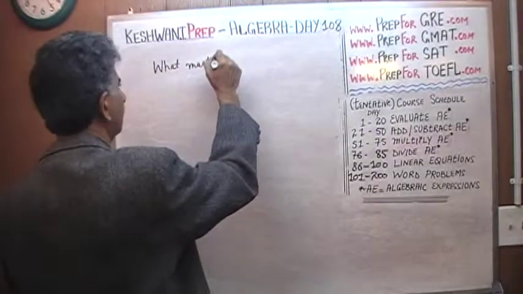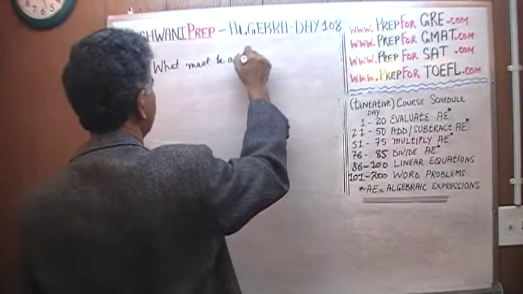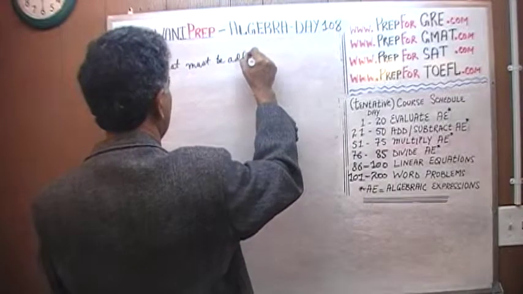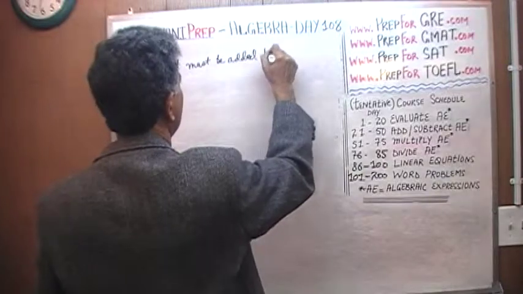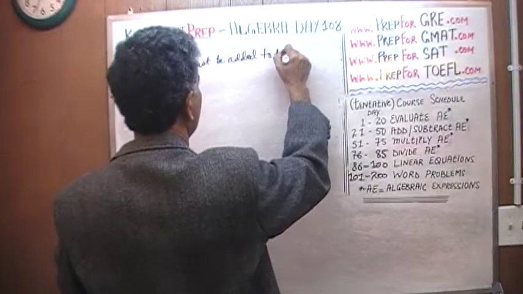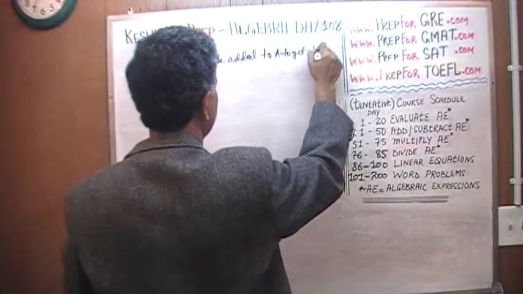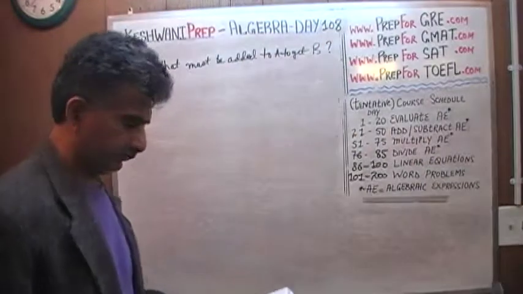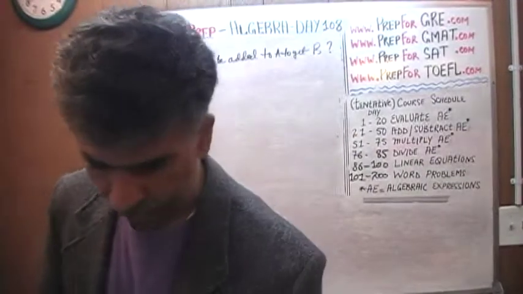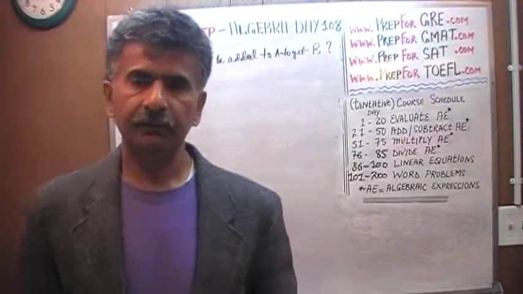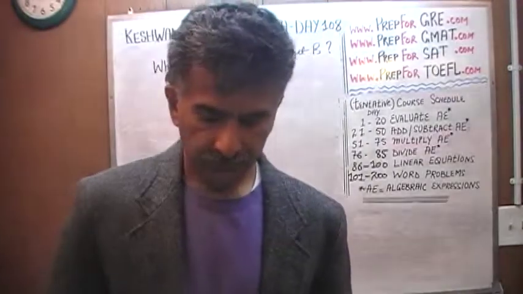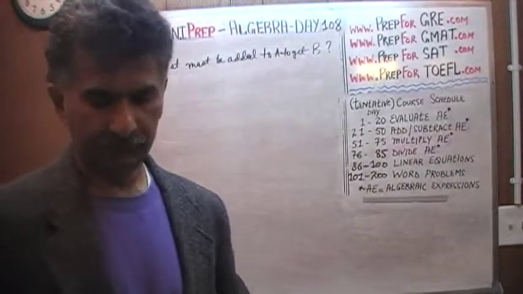What must be added to A to get B? Very simple question, very straightforward question. As I've always said, the question may be very simple, the question may be very straightforward, but the answer necessarily ain't.